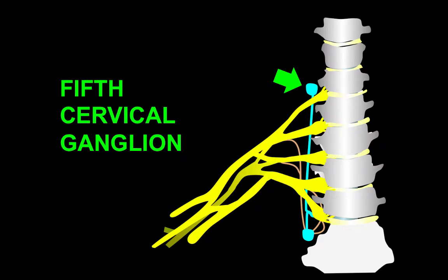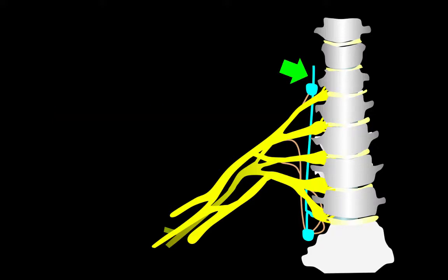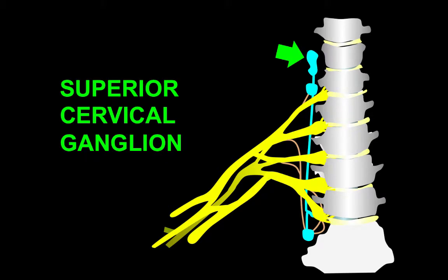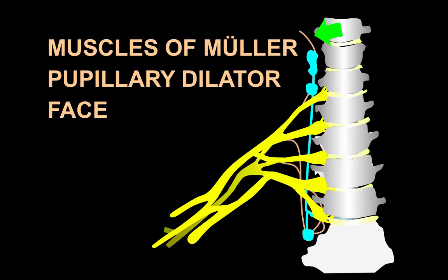The rostral branch ascends to reach the 5th cervical ganglion. Postsynaptic fibers from this ganglion also rejoin the brachial plexus, providing further sympathetic innervation of the upper limb. But not all of the ascending presynaptic sympathetic fibers terminate in the 5th cervical ganglion. Those fibers that do not terminate in the 5th cervical ganglion instead terminate at the superior cervical ganglion. From the superior cervical ganglion, postsynaptic sympathetic fibers arise to innervate the muscle of Mueller, the pupillary dilator muscle, and the ipsilateral half of the face.